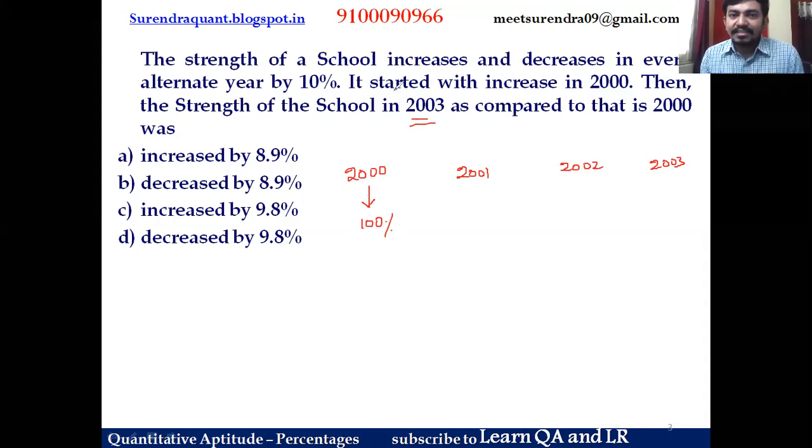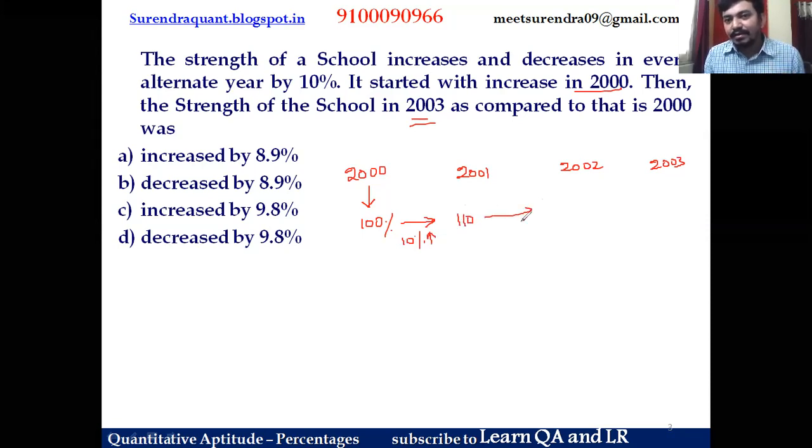What happens in the first year? It started with an increase in 2000. So first year, it increases by 10%, friends. If 10% increase, it becomes how much? 10% of 100, 10 increase, it becomes 110, friends. But later it decreases by 10%, right? That increasing, decreasing pattern is there, right? So now if 10% value decreases, what is 10% of 110? 11. If 11 decreases from 110, this becomes 99.